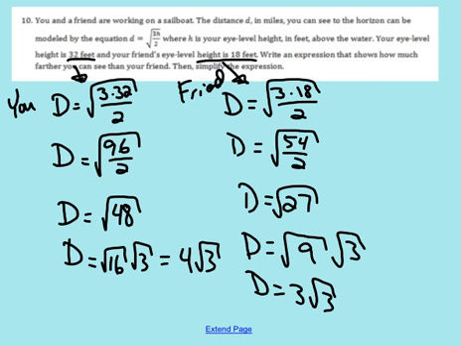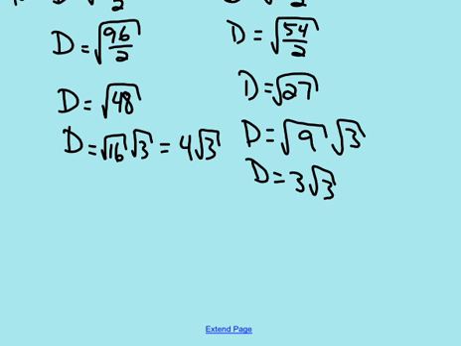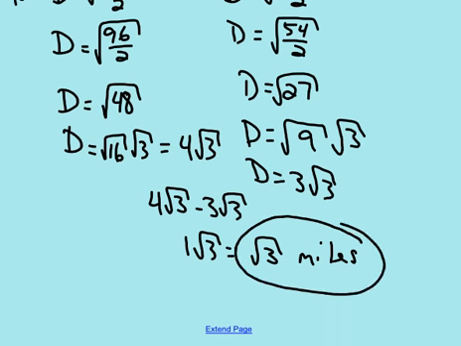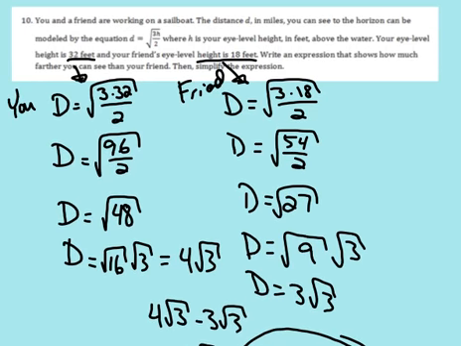Now it says write an expression that shows how much further you can see than your friend. Well, to show how much further I can see, I would have said 4 square root 3 minus 3 square root 3. Okay? The 4 minus 3 is going to be 1 square root 3, which is equal to just square root 3 miles. So you can see about, that should be about 1.7 as it works. So square root 3 miles. Alright? That's a pretty good problem.